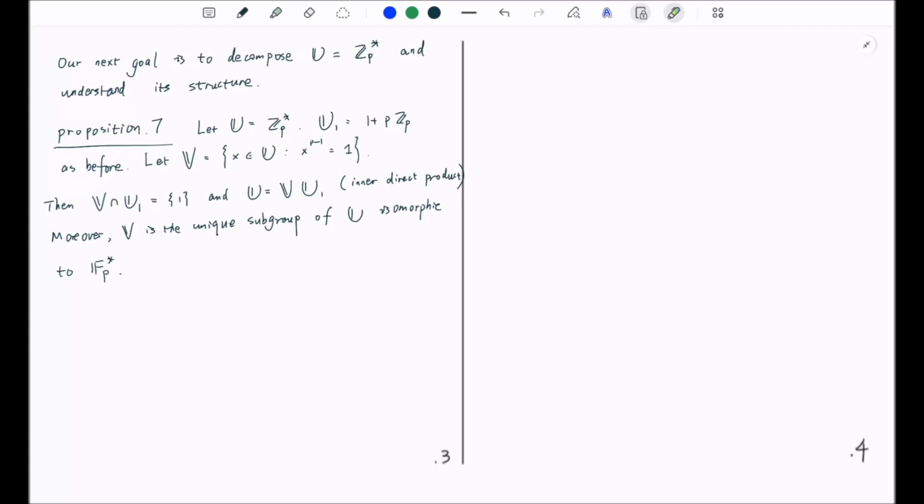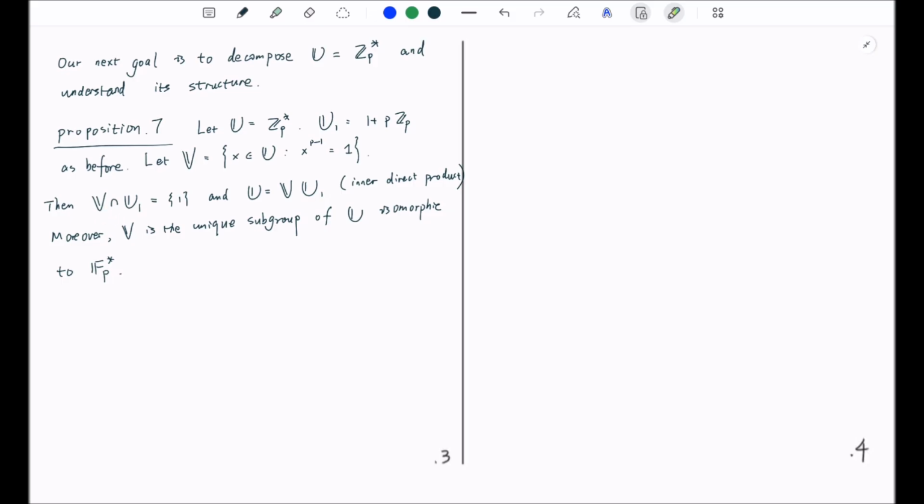Our next goal is to decompose U into subgroups and understand its structure. Let U be Zp star and U1 be 1 plus p times Zp as before. And we consider the subgroup V consisting of elements whose p minus 1 power is the identity. Then we have that U is the inner direct product of V and U1.